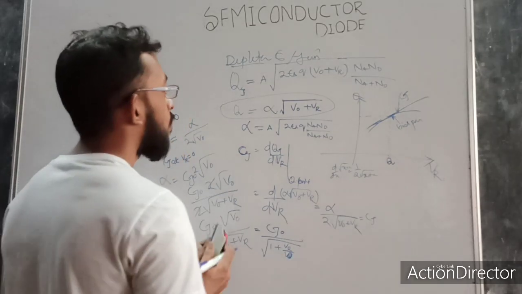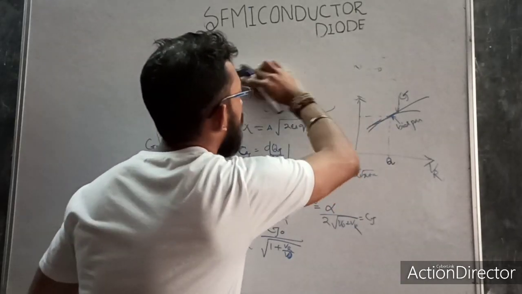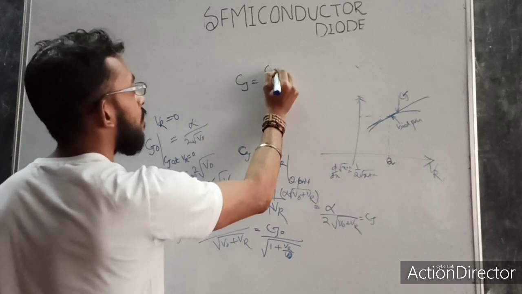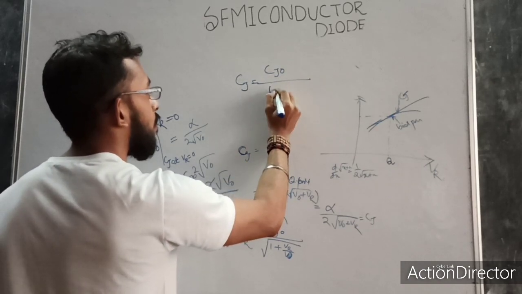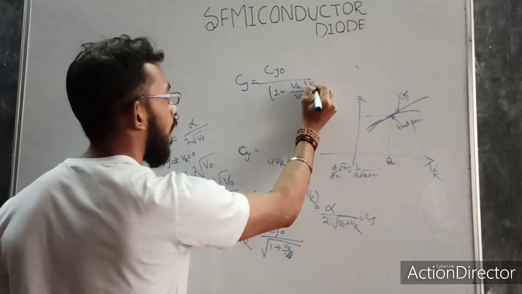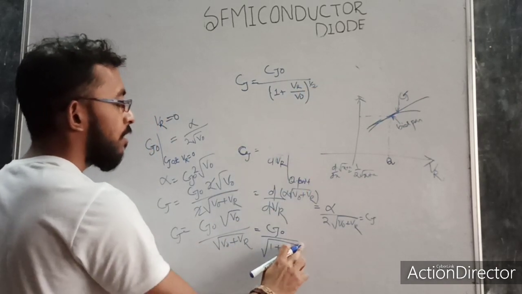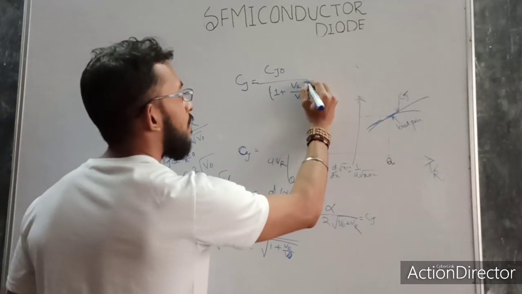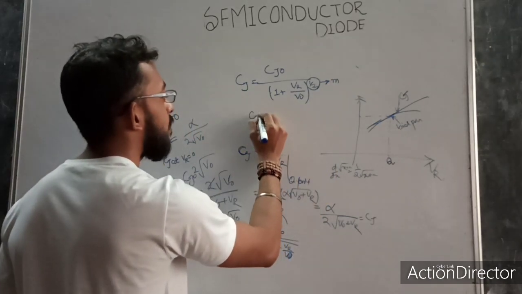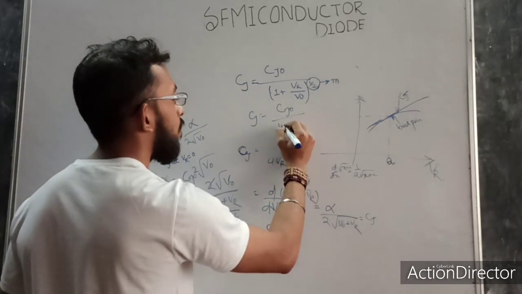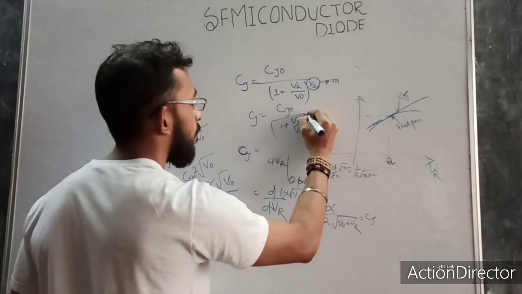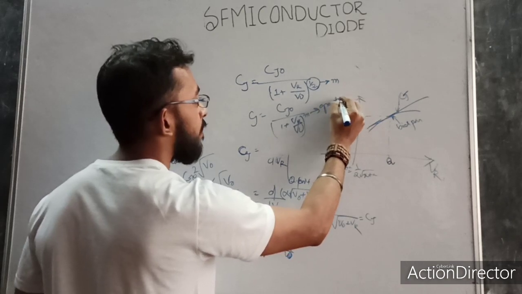Okay, so my Cj is nothing but Cj naught upon 1 plus Vr upon V naught power half. This is for this case. I can change this value. In place of half, if I write m, it will become Cj is nothing but Cj naught upon 1 plus Vr upon V naught power m. m is called my grading coefficient.